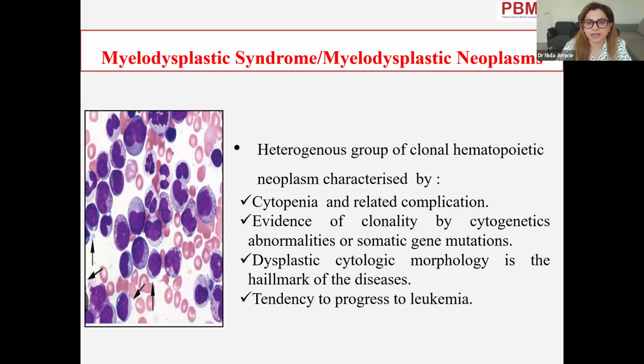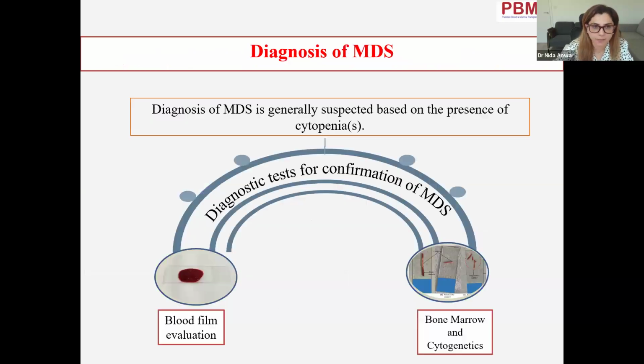Myelodysplastic syndromes, now termed myelodysplastic neoplasms, are a heterogeneous group of clonal hematopoietic stem cell disorders, which are characterized by peripheral blood cytopenias and related complications, morphological evidence of dysplasia, evidence of clonality by cytogenetic or somatic gene mutation, and an inherent tendency to evolve into acute myeloid leukemia.